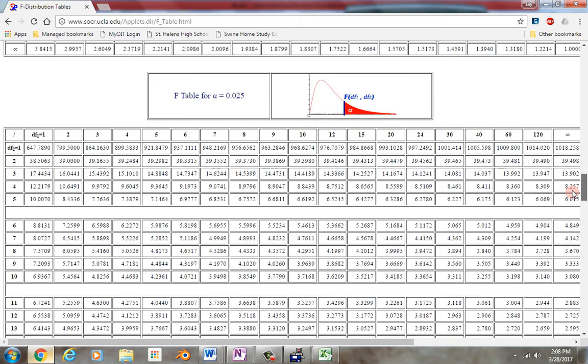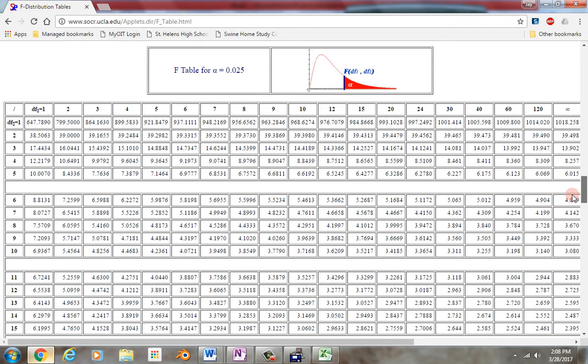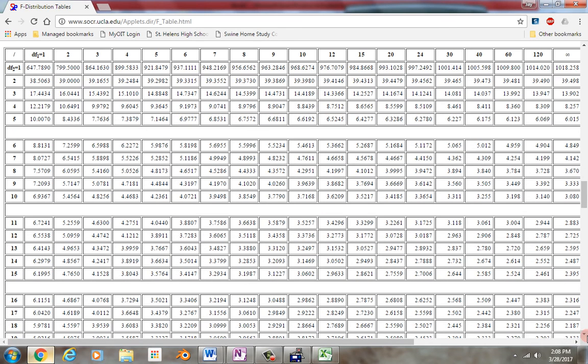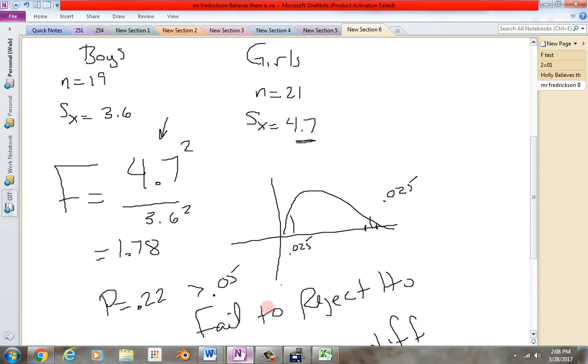So let's just say we're on this one here. We had how many degrees of freedom? This is for the numerator, and this side over here is for the denominator. So we had 20 and 18, you'll recall. This is what you would do. This is old school technology. Boom, right there. 2.55 would be your critical value. And then over here you'd write 2.55. And because 2.55 is right here and 1.78 is right here, you fail to reject H0.